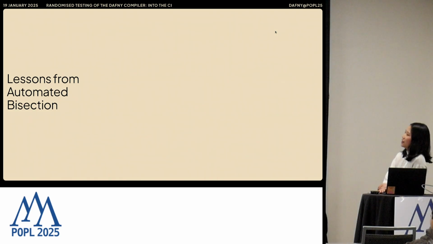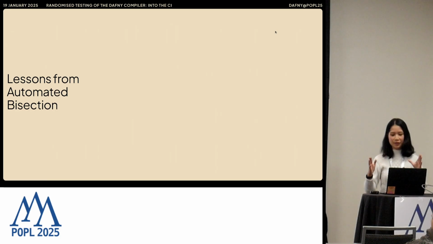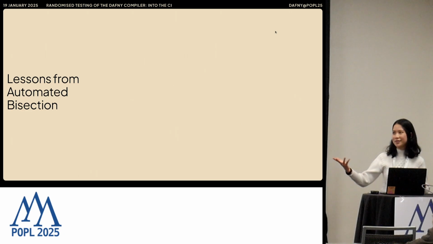We also learn a lot of things from trying to automate bisection. If you're not familiar, bisection is a process of trying to find the commit that introduced the bug. You do this by searching in the history of change of the Dafny compiler in a binary search fashion. So every step of the binary search, you would check out the compiler at that version, build it, and then test it. So if the bug exists or doesn't exist, you just follow the algorithm until at some point you find the first commit where the bug exists.